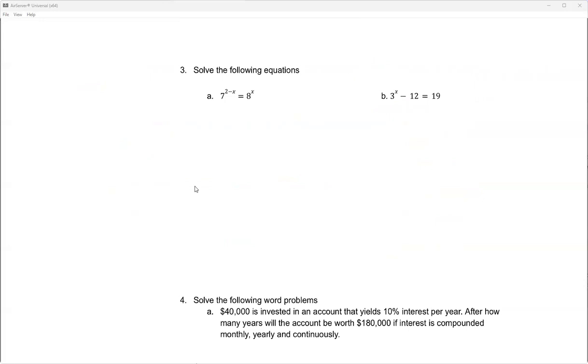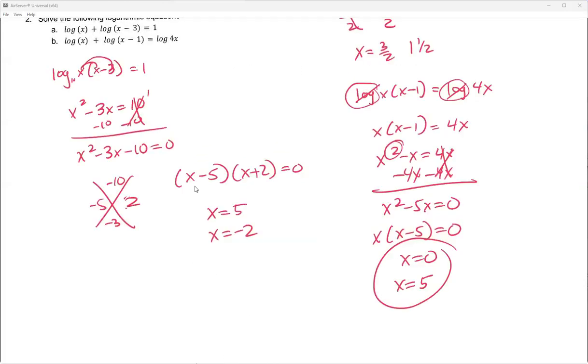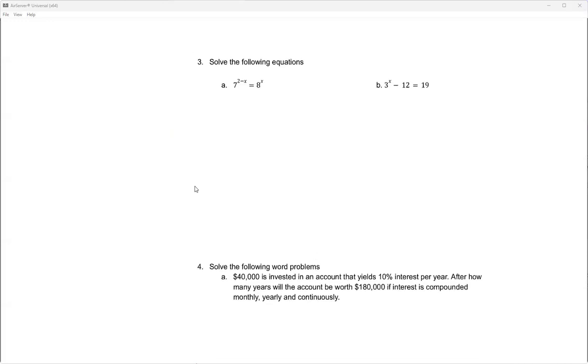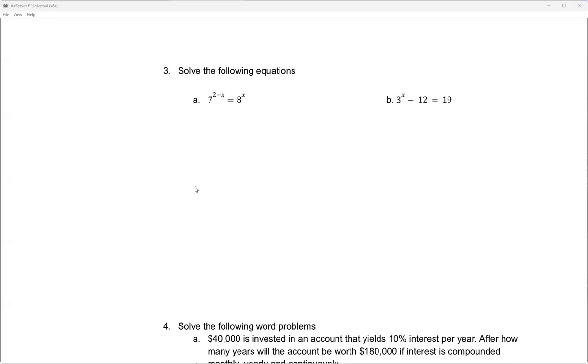Number 3, do you want me to go back to the last? You're good here? Everybody good? All right. Number 3 is 7 to the 2 minus x power is equal to 8 to the x power. Remember, this is a little bit on the longer side because we can't get the same base, so automatically we have to put logs on both sides.